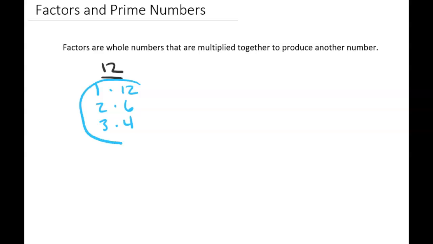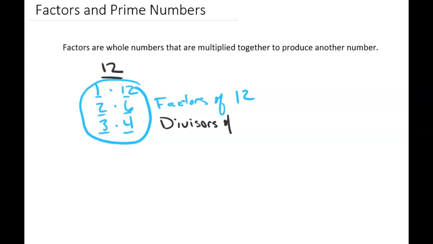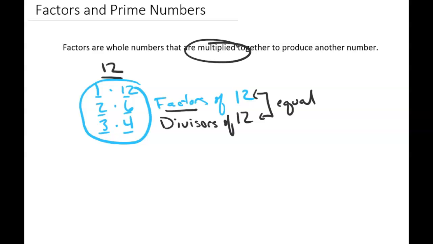All of these numbers that can be multiplied to make 12, 1, 2, 3, 4, 6, and 12, are called the factors of 12. You might notice that factors are also numbers that can divide evenly into 12. So you could also call those numbers the divisors of 12. So the factors of 12 and the divisors of 12 are equal to each other. They're the same numbers. Just when we talk about factoring, we're thinking about things being multiplied.